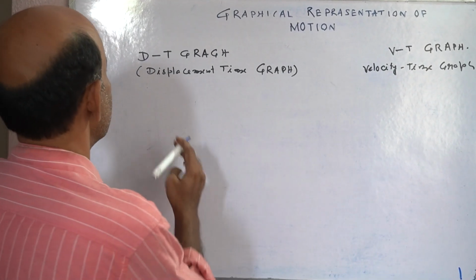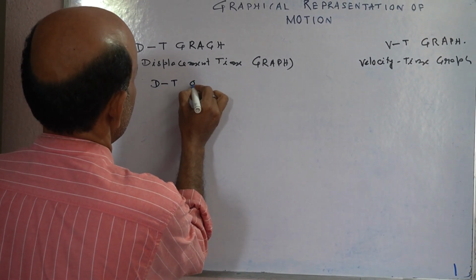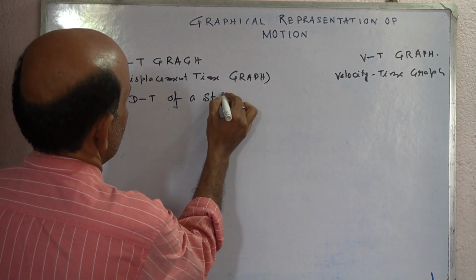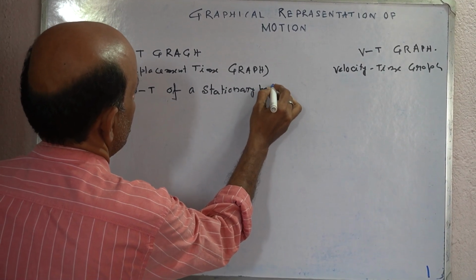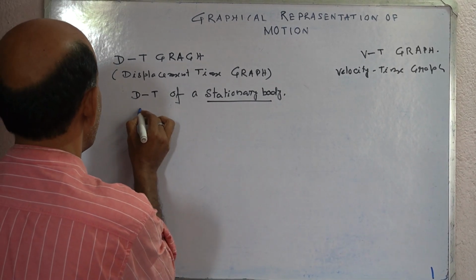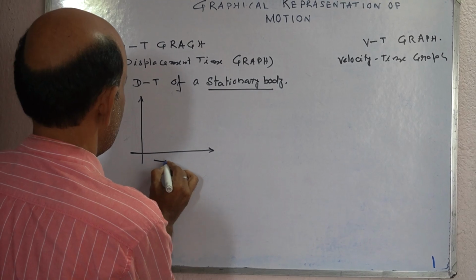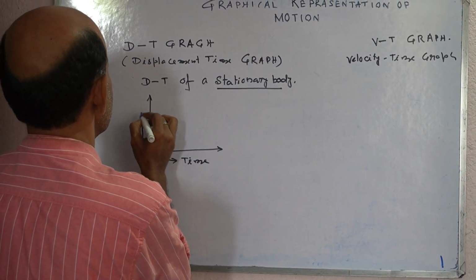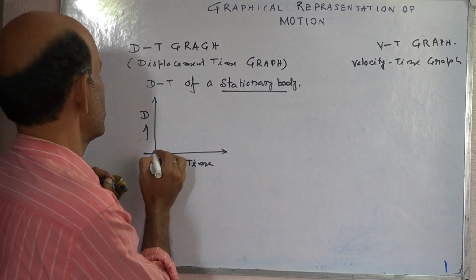First of all, the DT graph of a stationary body. A stationary body means the body which is at rest. On the x-axis is time and on the y-axis is distance. The body is stationary, that means it is at rest.